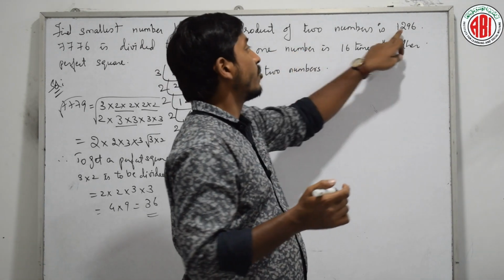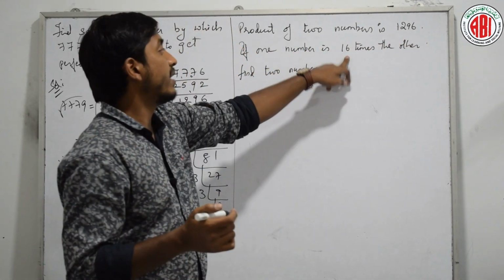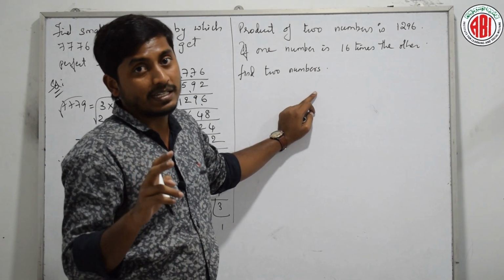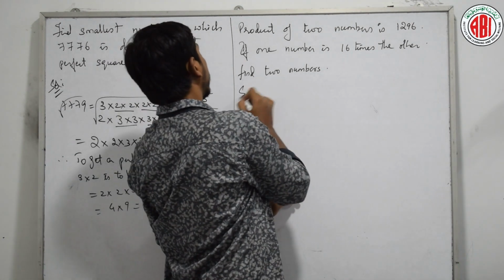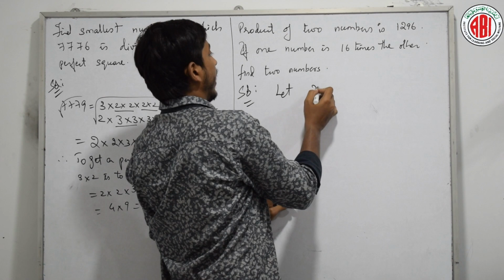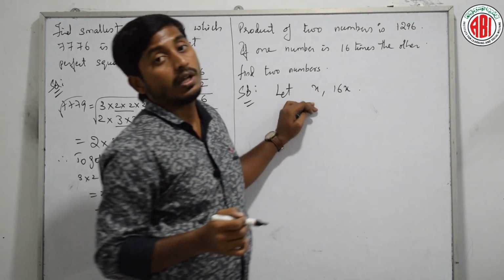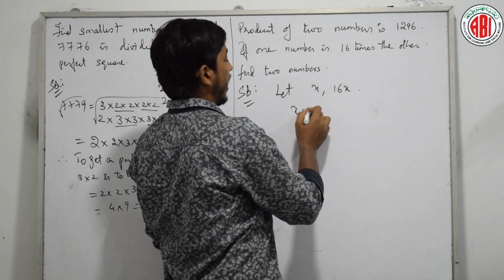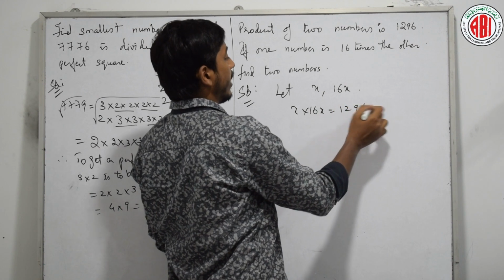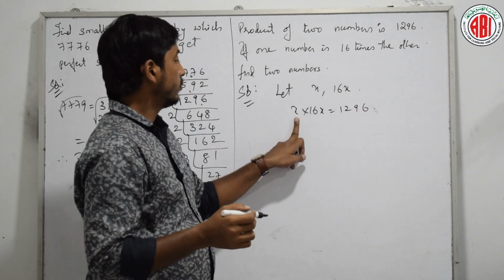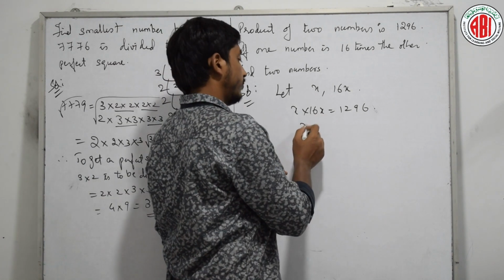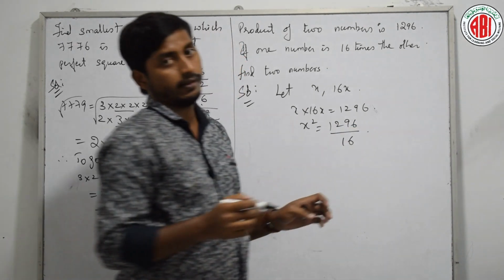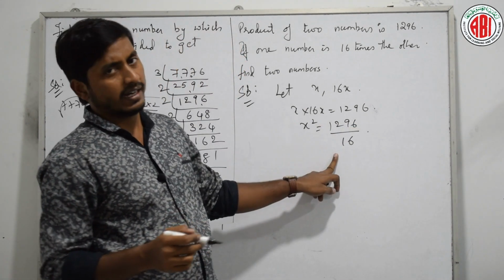The product of two numbers is 1296. If one number is 16 times the other, he is asking us to find the two numbers. Product means multiplication. Is it fine? Let us take x and 16x as the two numbers. What do we get now? The product of these two numbers, x into 16x, is 1296. See here, x into x is x square. Let us take this 16 to that side, so that we divide by it. In what table does it divide?